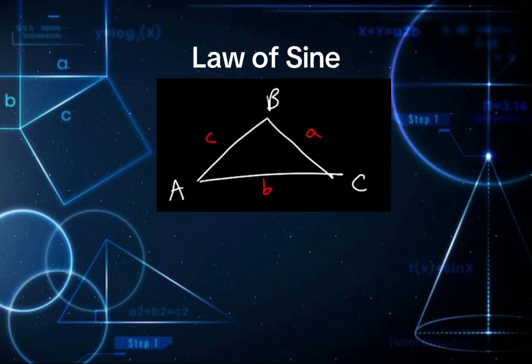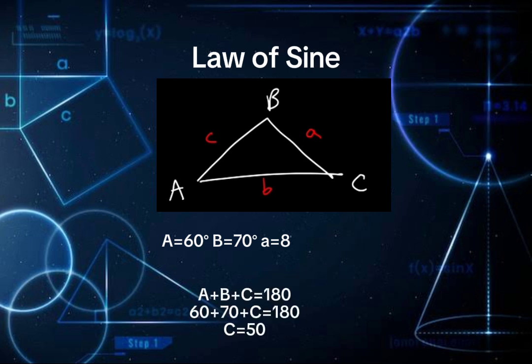So let's say we have a triangle ABC. Across from angle A is side A. Across from angle B is side B. And across from angle C is side C. So for example, you're given angle A, which is 60 degrees, angle B, 70 degrees, and side A, which is 8. How will you find the missing angle and sides of this triangle?